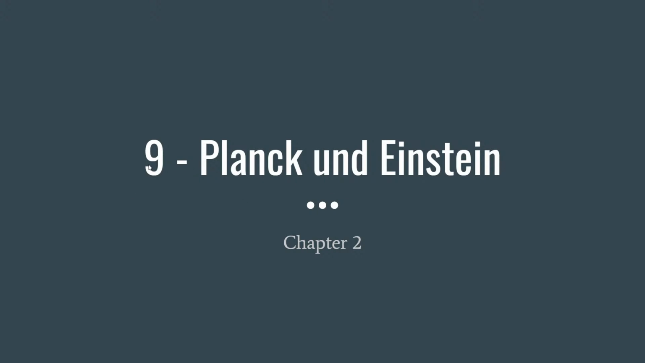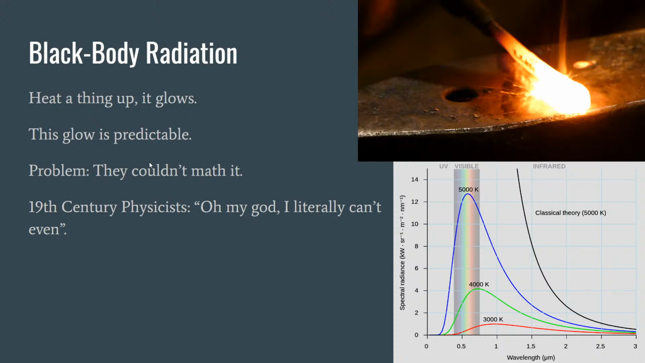All right. Planck and Einstein. So, black body radiation. You heat something up, it glows. You have probably seen this at home with your stove. It'll start out glowing red, and then it'll go bright red. You can actually see it in the picture here. It goes from red to bright red to orangey to yellowy to golden to just white hot. Okay. This is known as black body radiation.